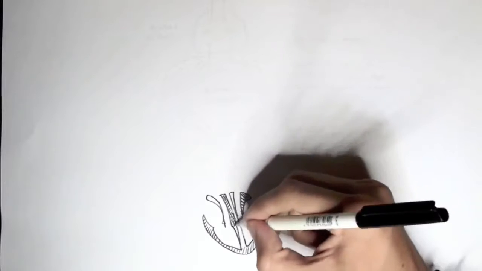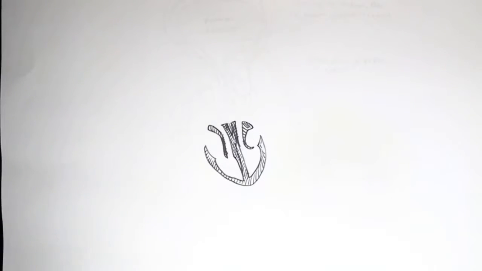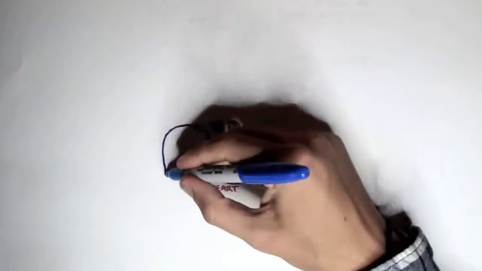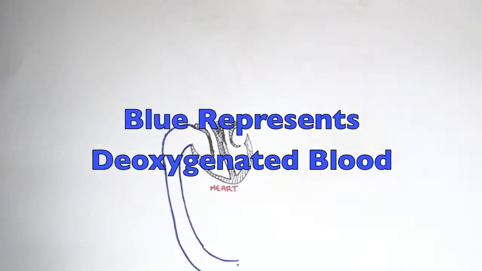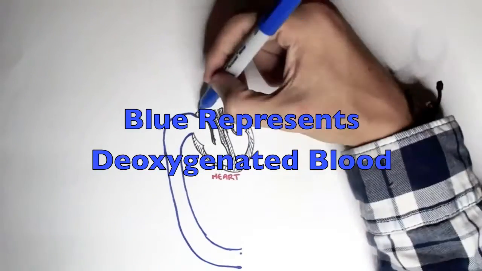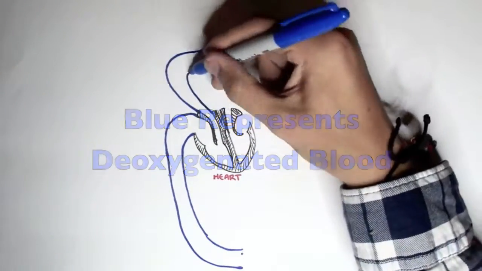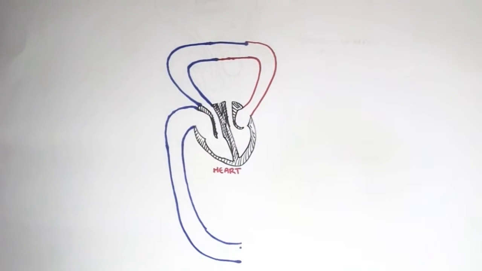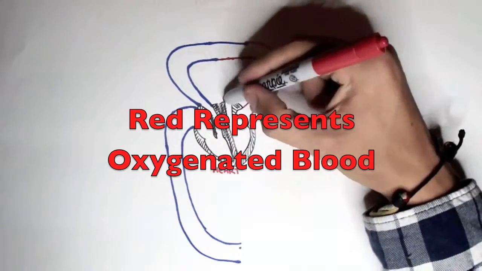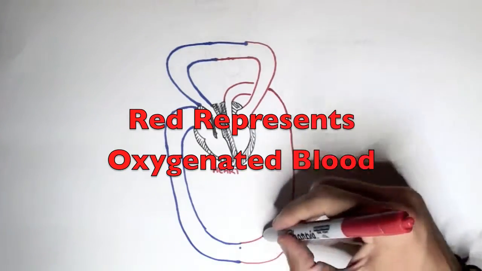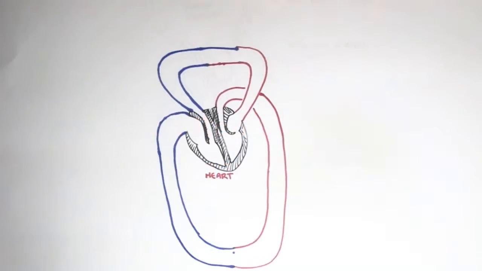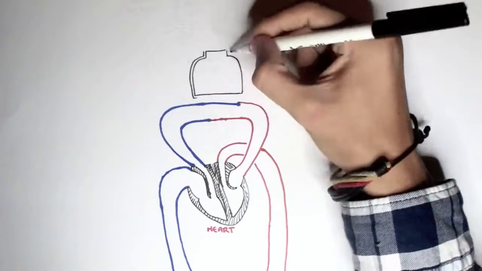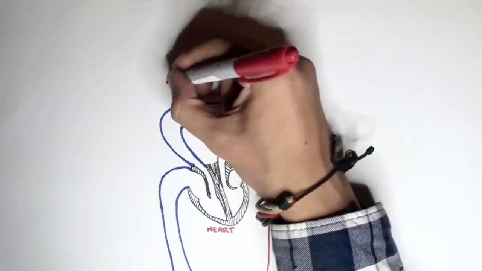Here is the heart. The heart consists of four chambers. Blood vessels enter and leave the heart. The blood vessel in blue here represents deoxygenated blood, which means that it contains low amounts of oxygen. Typically, it contains much higher levels of carbon dioxide. This blood vessel in red represents oxygenated blood, which means that it contains oxygen. Now, this oxygenated blood supply gets the oxygen from the lungs. In this picture here, I represent as the lungs.